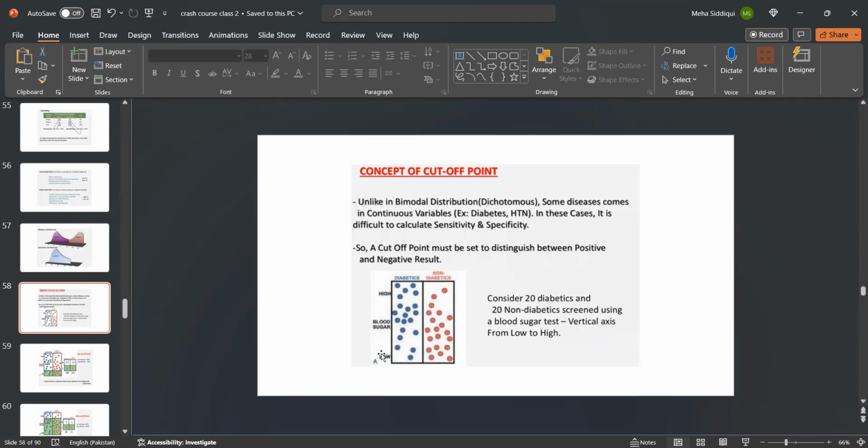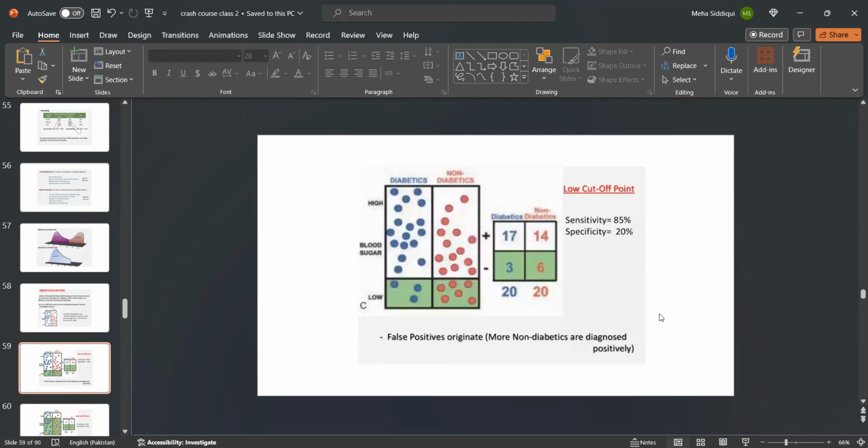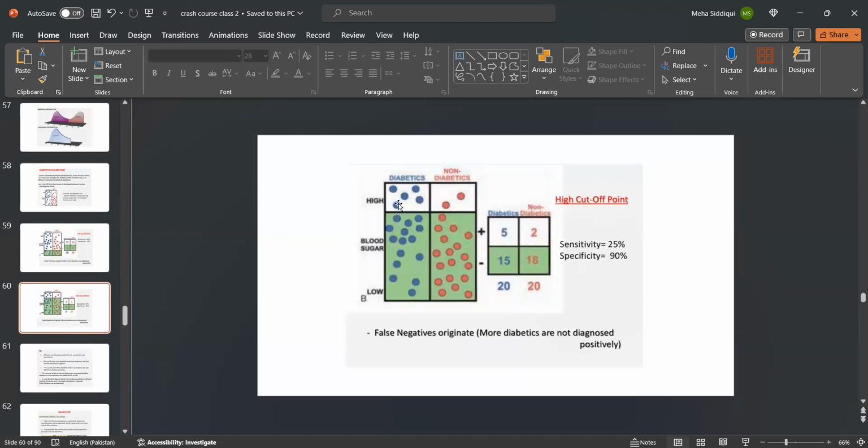For example, consider 20 diabetics and 20 non-diabetics screened using a blood sugar test from low to high. If there is a low cutoff point, here we can see that the cutoff point is low, the sensitivity is 85% and specificity is 20%. False positives originate, and more non-diabetics are diagnosed positively. Now, if the cutoff point is high, then false negatives originate, and more diabetics are not diagnosed positively. So for a high cutoff point, obviously sensitivity will be reduced, as more diseased patients are not diagnosed positively.